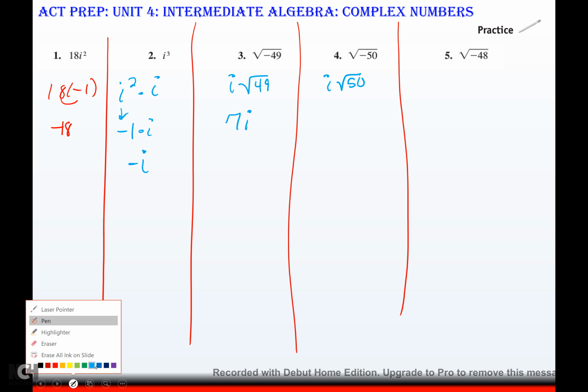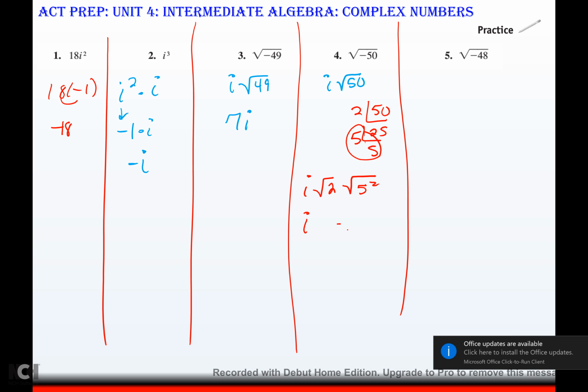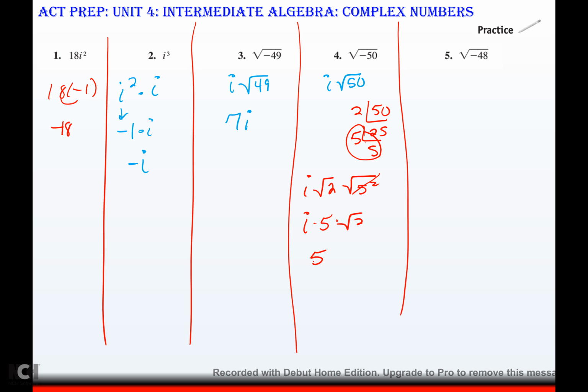Now 50 isn't a perfect square, but I can break it down. 50 divided by 2 is 25, divided by 5 is 5. So there's my perfect 25. The square root of 25 is 5. I guess I should write it like I used to: the square root of 50 is the square root of 2 times the square root of 5 squared. The i has to stay. The square root of 2 isn't perfect, but the square root of 5 squared is 5. So my answer is 5i square root of 2.